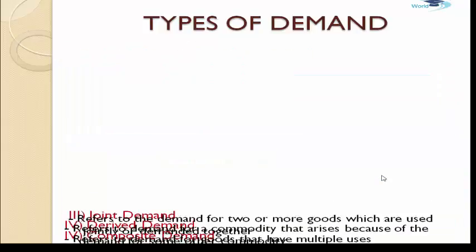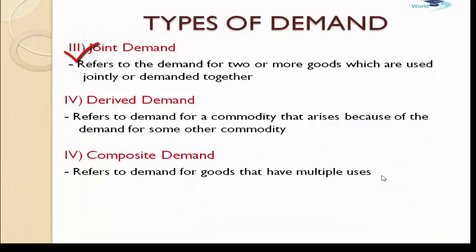Another type of demand is joint demand, which refers to the demand for two or more goods which are used jointly or demanded together. For example, cars and petrol, butter and bread, milk and sugar, etc. are the goods which are used together. Then there is another demand which is called derived demand, which refers to demand for a commodity that arises because of the demand for some other commodity. For instance, demand for steel, bricks, cement, stones, woods, etc. is a derived demand, derived from the demand for houses and other buildings.